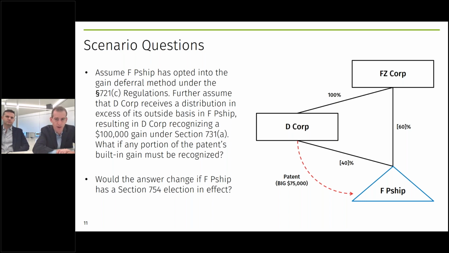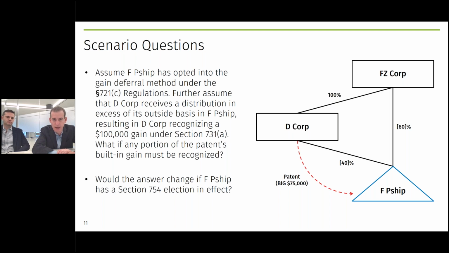And so forth. One thing though I should mention is you don't have to opt into the remedial allocation method or have consistent sharing ratios if the property that's contributed to the partnership is throwing off effectively connected income, because then in that case the foreign partner is going to be subject to U.S. tax on its share of that gain. So it's sort of a fork in the road in terms of how you apply the gain deferral method.